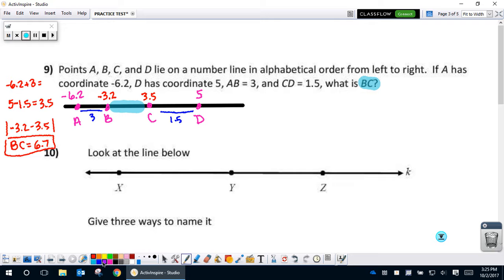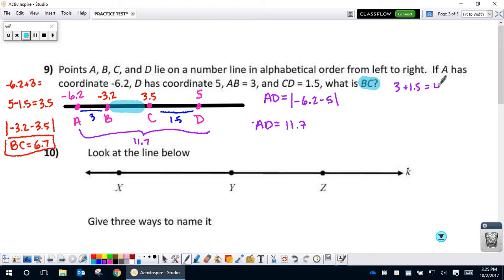Okay? Or you could do it like this. You know that whole distance would be from A to D. That would be the absolute value of 6 2/10 minus 5. So the whole distance would be 11 7/10. Okay? And we have 3 parts that would make up 3, 1.5. So add those parts together, 4.5. And then you're going to subtract. So you're going to take this part and that part out, and you subtract and get 6 7/10. Either way you do it correctly, you'll get the same answer.